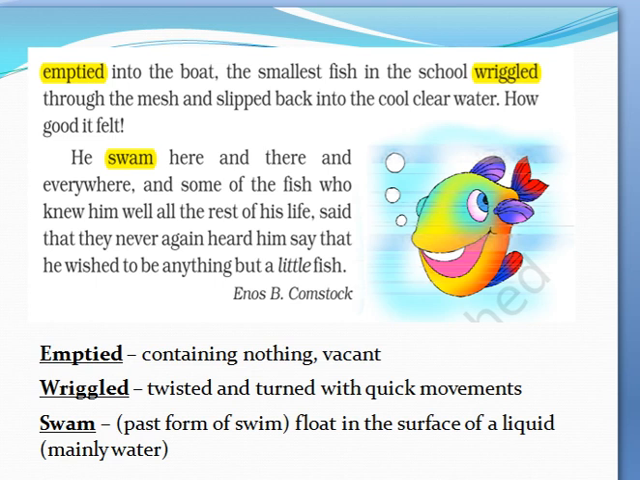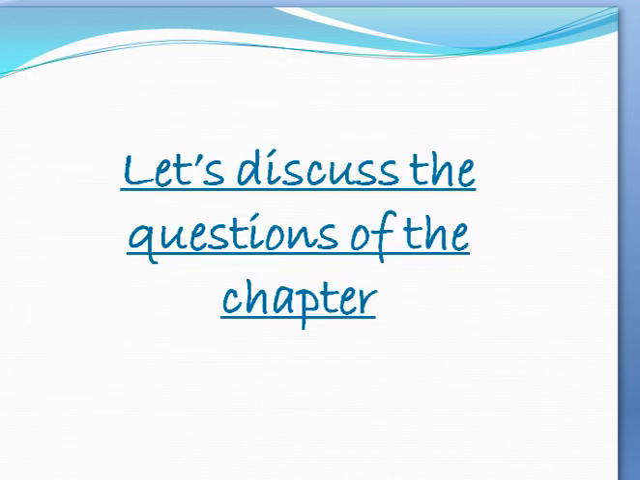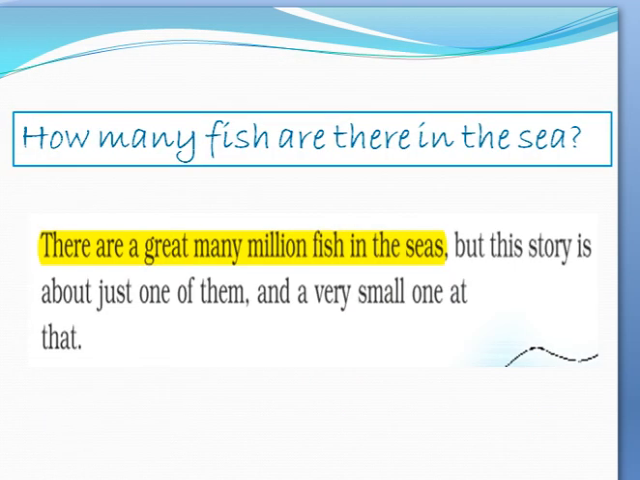Swam, we know what is swam though. Swam is the past form of swim. Swimming, we know what is swimming. Swimming is floating on the surface of a liquid, mostly in water. Okay, means when you are floating on the surface of water, be it pond, be it sea, be it river, that is swimming. Okay, now let us discuss the important questions of the chapter of Little Fish story.